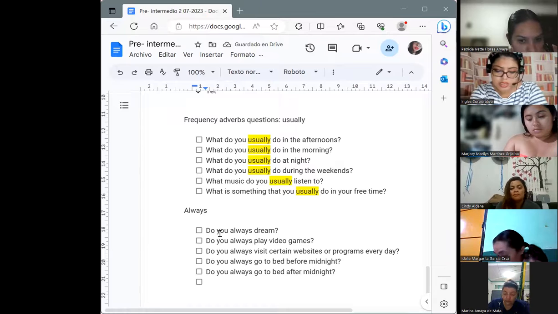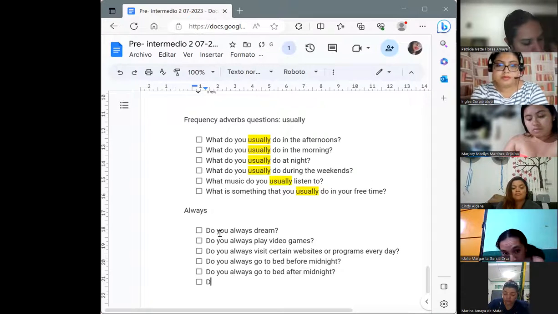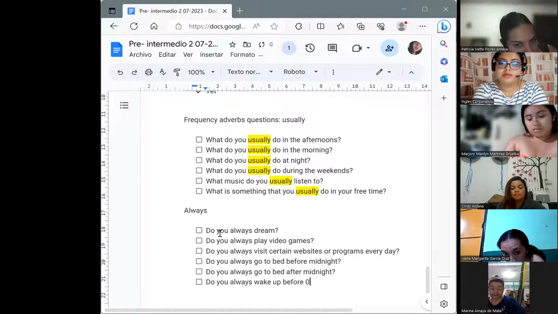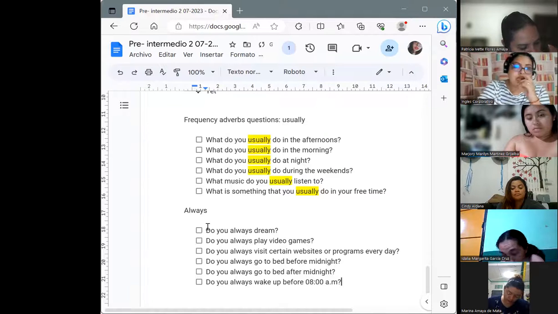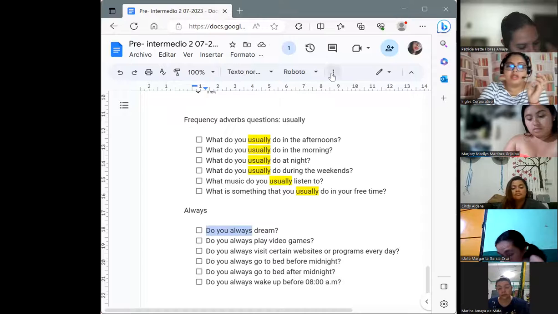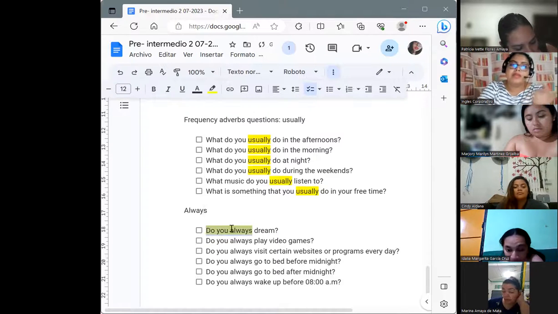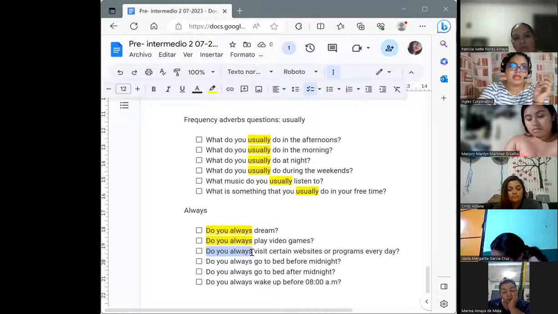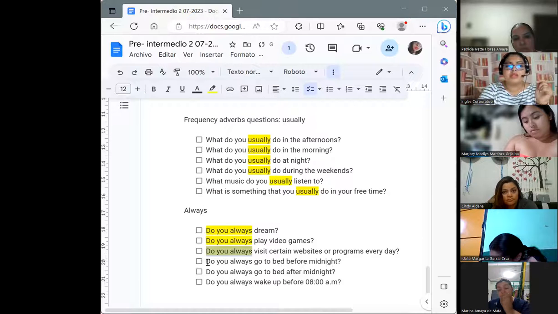And the last one, do you always wake up before 8 a.m.? Wake up is the action in this case. Before 8 a.m. Okay, in this case, if you can see, we are doing the same thing with all of the questions. We are using the auxiliary do, the subject, and then the adverb of frequency. Do you always, do you always, do you always? And then we add all the elements that we are using for the questions.